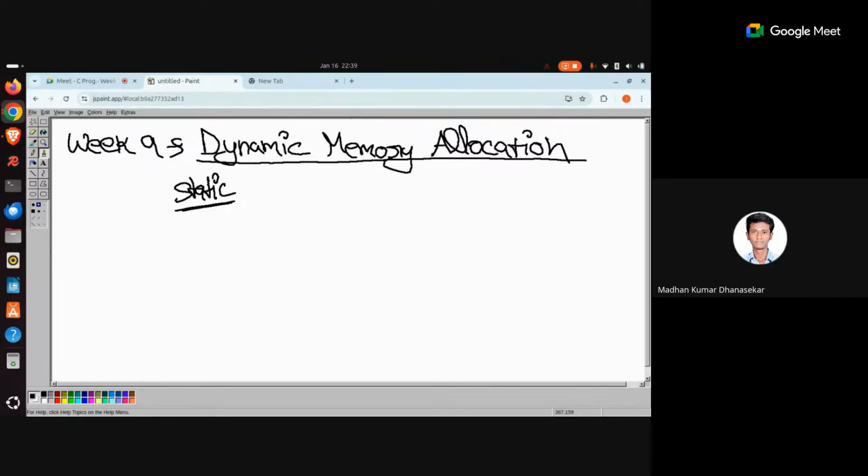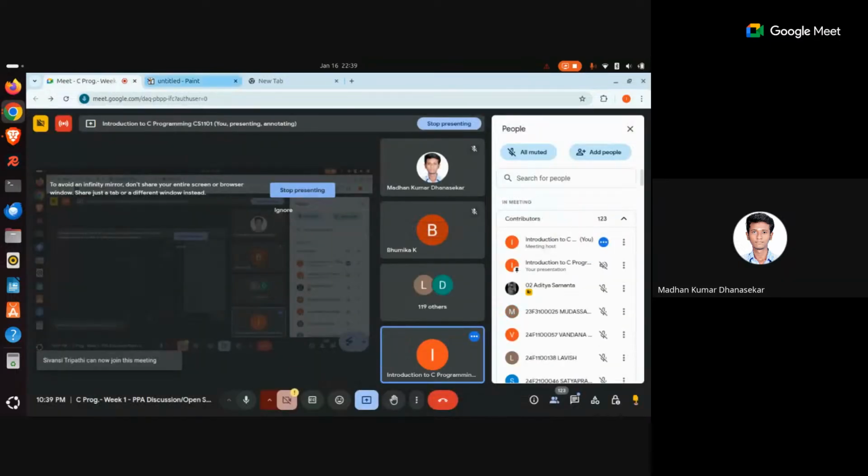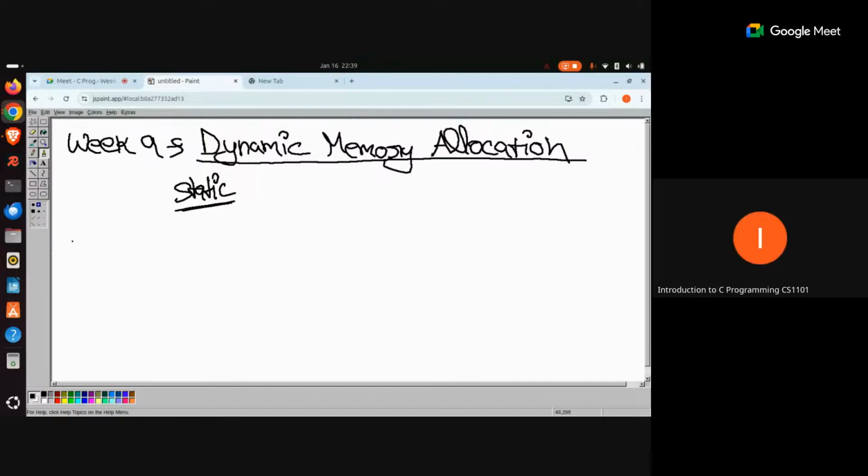Fine. Okay, going on to the next week. Next week is going to be, of course, week 10. And week 10 is again one very interesting week, where you will get to know about file handling. Does anyone know what file handling is?